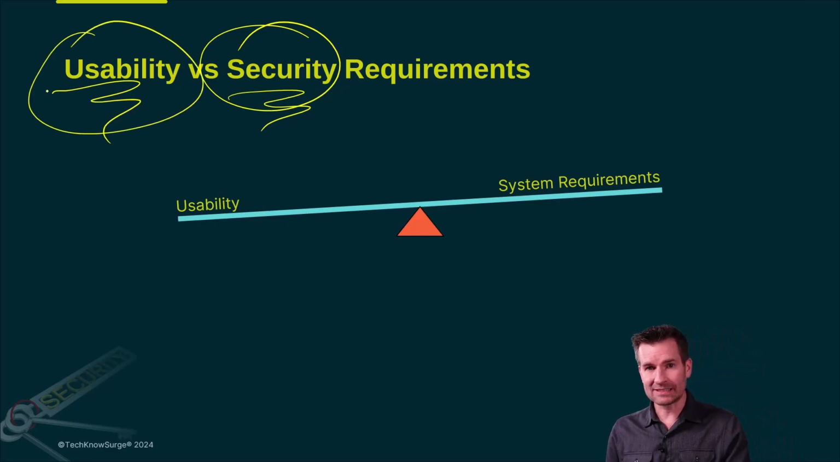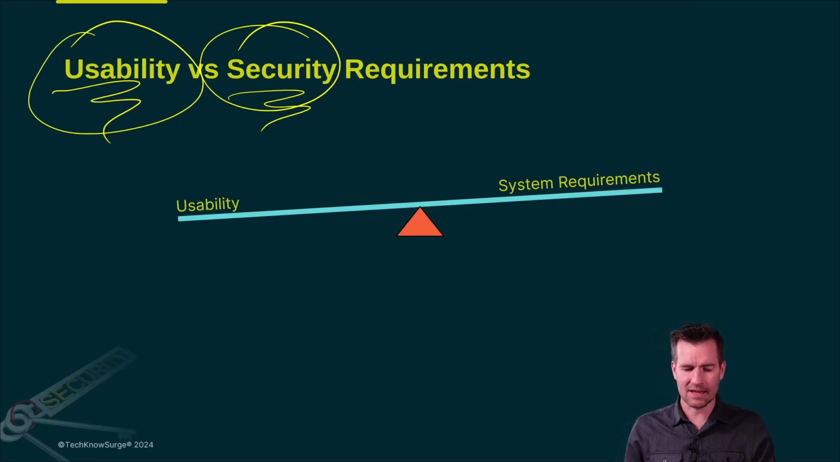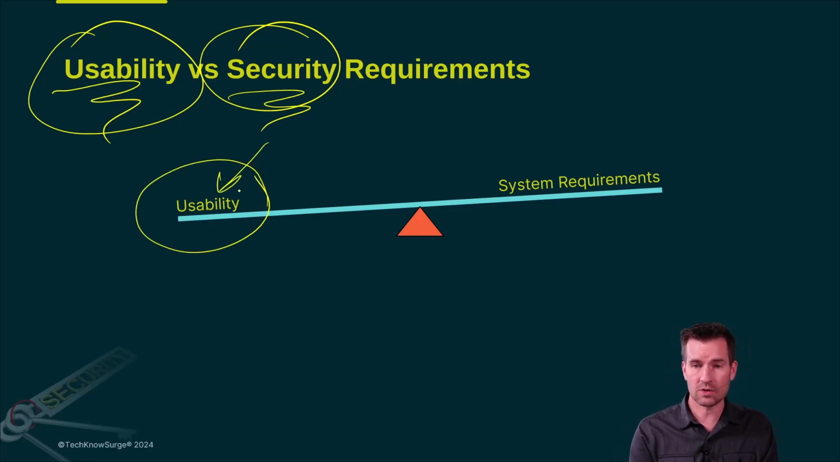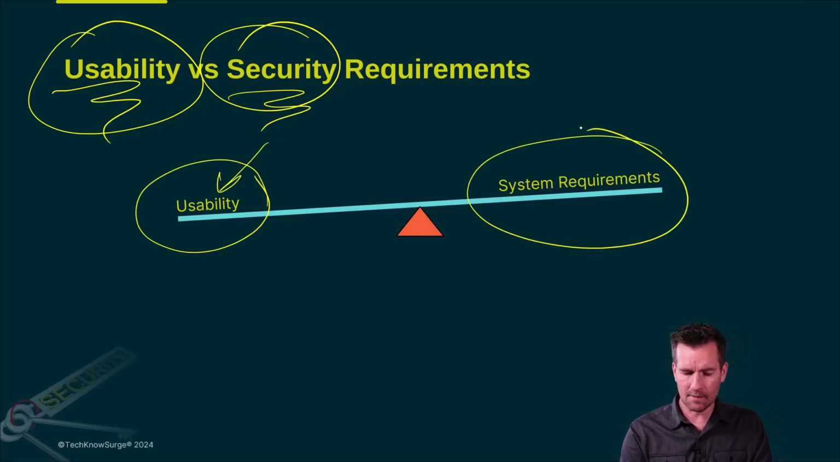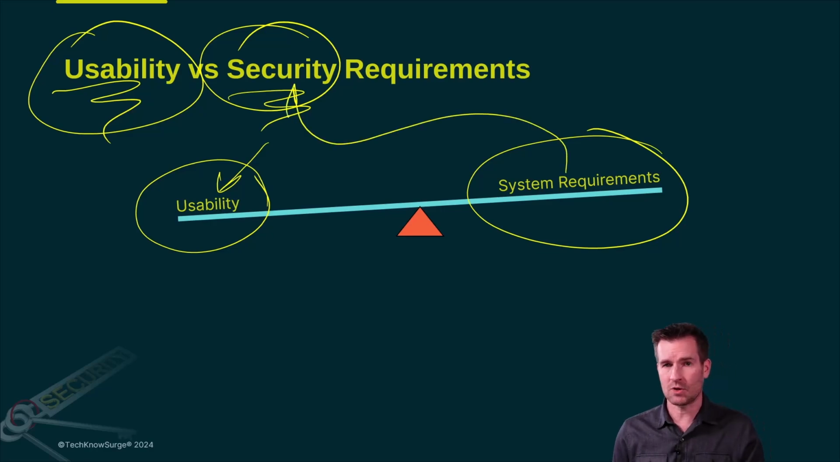We have those systems in place. We have that data in place. We have those things in place to help us operate as a business. And so we're constantly battling this usability for our end users and the system requirements from a security perspective.